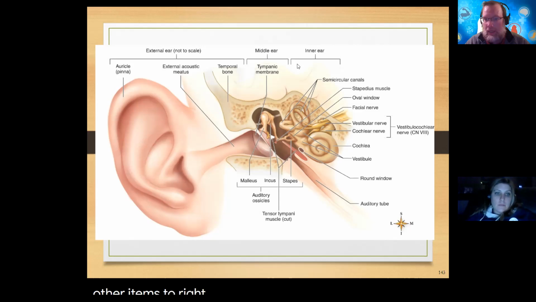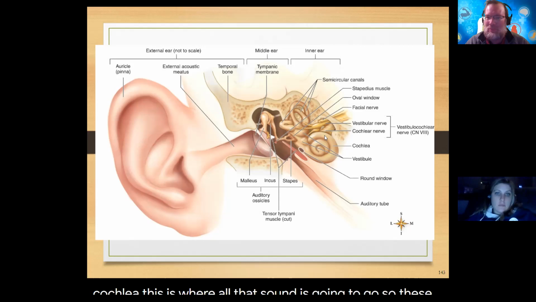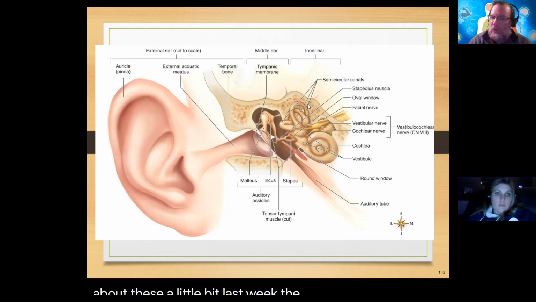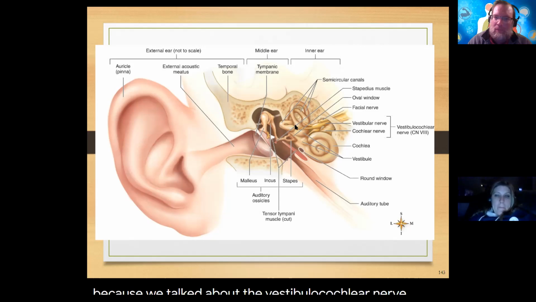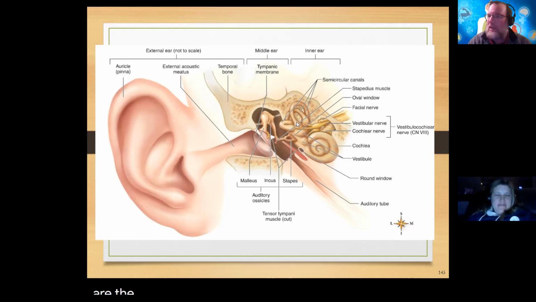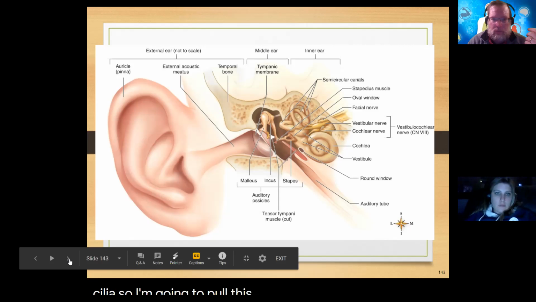We've got the inner ear where this cochlea is, where all that sound is going to go. So these sound waves get picked up and distributed through this cochlear nerve. And then we have these, and we talked about these a little bit last week, these semicircular canals, because we talked about the vestibulocochlear nerve. These are the semicircular canals that help with equilibrium. These are, in essence, hollow tubes lined with little cilia. So I'm going to pull those up so you can see those.